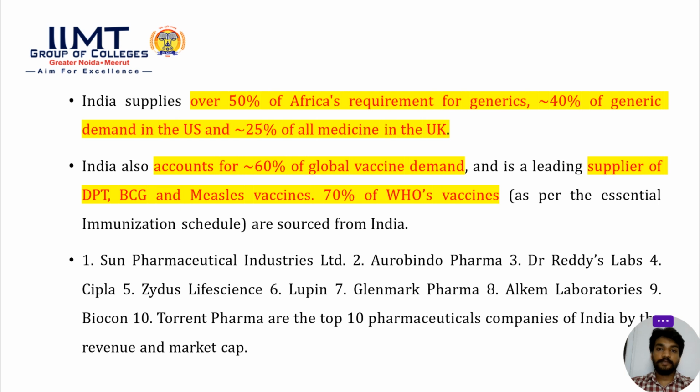India supplies over 50% of Africa's requirement for generics, approximately 40% of generic demand in the US, and approximately 25% of all medicine in the UK. It also accounts for 60% of global vaccine demand and is a leading supplier of DPT, BCG, and measles vaccines, and 70% of WHO's vaccines under the essential immunization schedule are sourced from India. Next, Sun Pharmaceuticals, Aurobindo, Dr. Reddy's, Zydus, Cipla, Glenmark, Alkem. These are among the top 10 pharmaceutical companies of India.